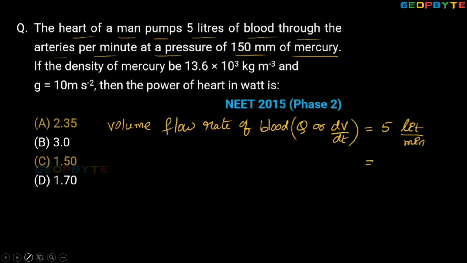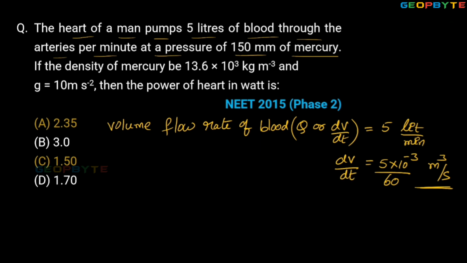Let us convert it into meter cube per second. 5 into 10 power minus 3, it is in meter cube. For getting in seconds, dividing by 60, it is in meter cube per second, that I can write as dV by dt. That is volume flow rate.